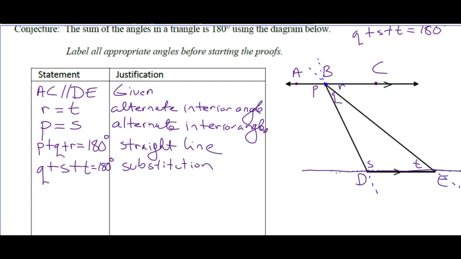And then the conclusion is, well, that's what we wanted to prove, right? We wanted to prove the sum of the angles in a triangle, which was QST, is equal to 180 degrees. So let's just throw a little therefore on this, right? Therefore, Q plus S plus T is equal to 180 degrees. And we've shown what we're trying to prove, right? The angles in a triangle add up to 180. Okay.